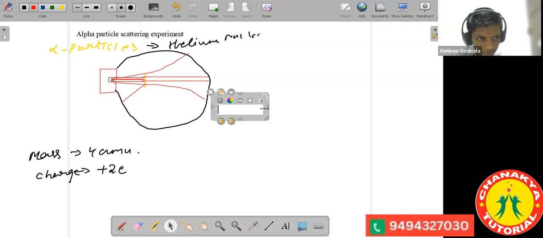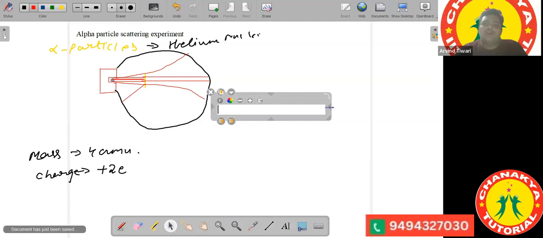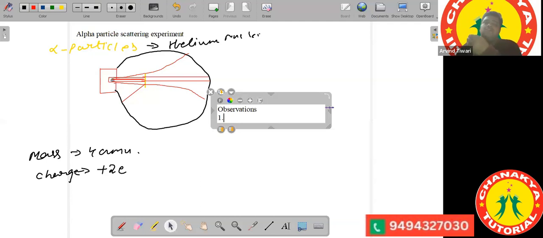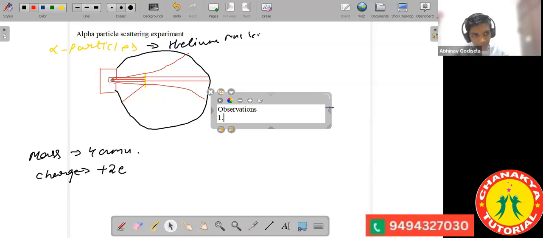Can you recall the observations of the alpha particle scattering experiment? They are bouncing back. You need not learn them, you just understand them. What all things are happening here? Only a few bounced back, sir. Most of them penetrate. Okay.